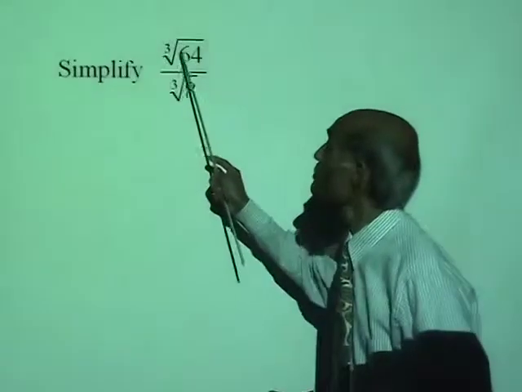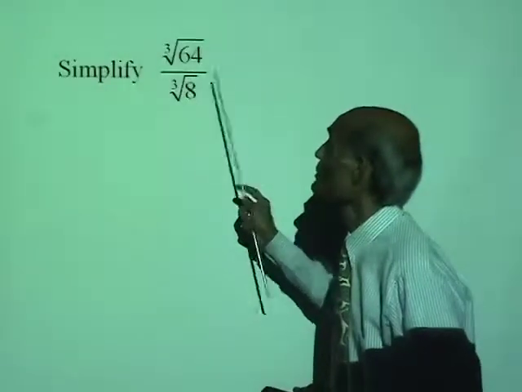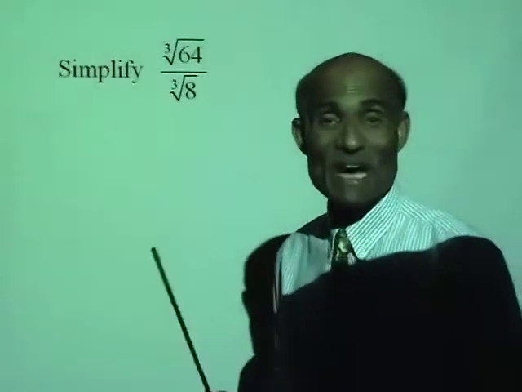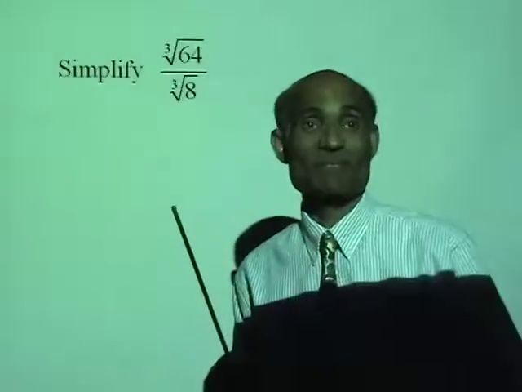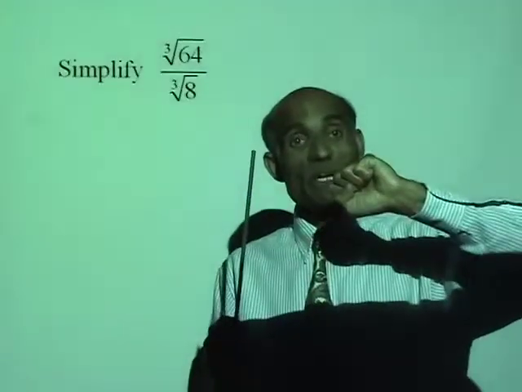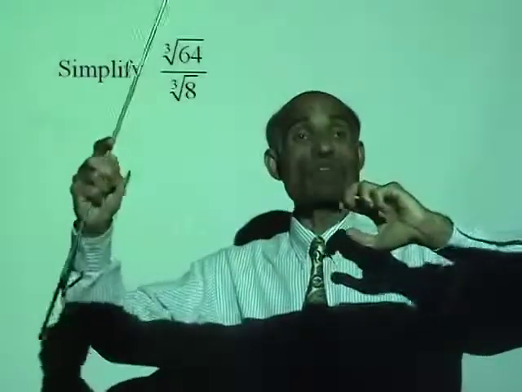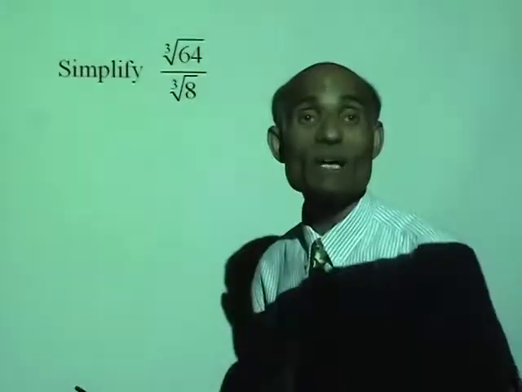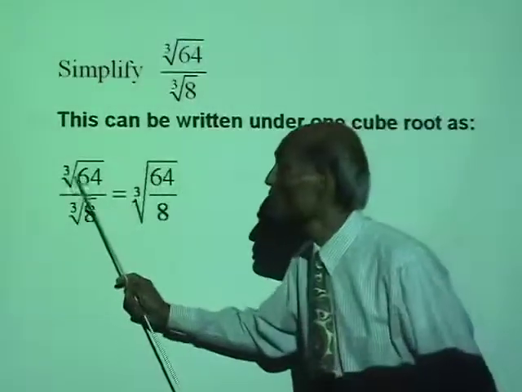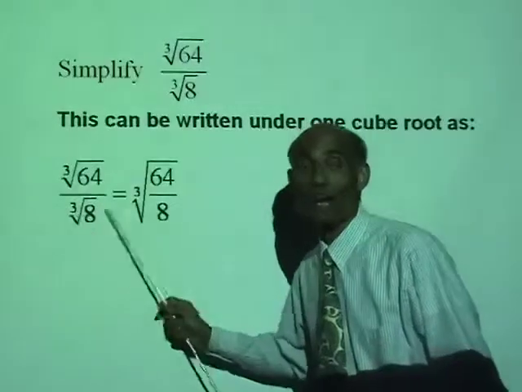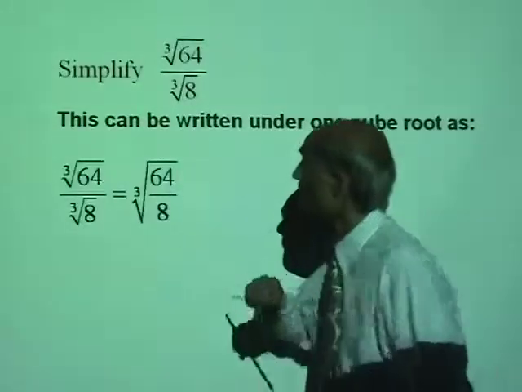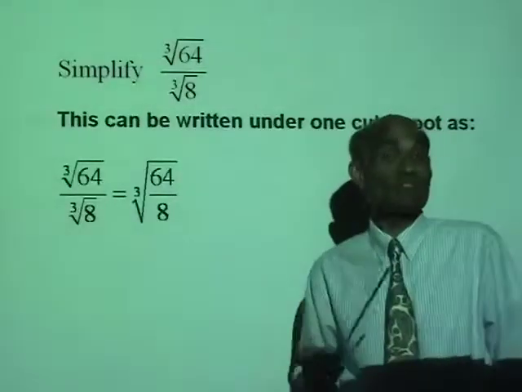Simplify cube root of 64 divided by cube root of 8. Now, this is the opposite. Square root a times square root b can be written as square root of a over b. Let's do that. You can write this as cube root 64 divided by cube root 8 is cube root of 64 divided by 8. Look at the advantage there.